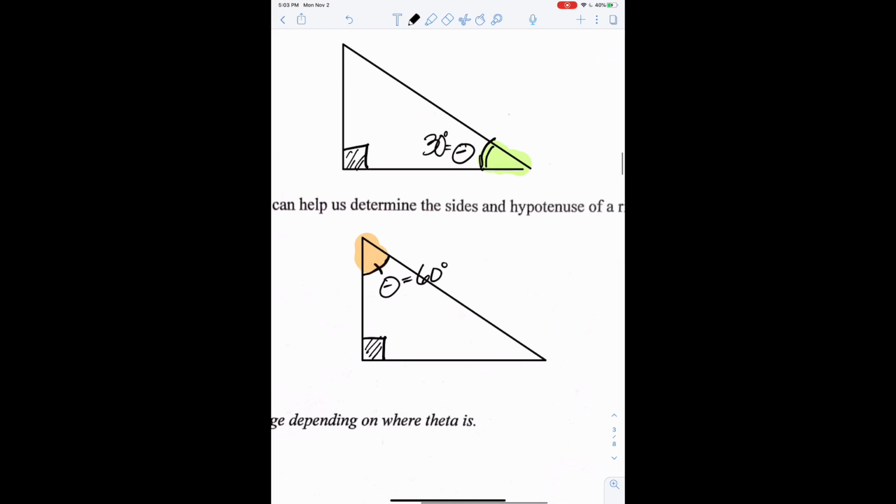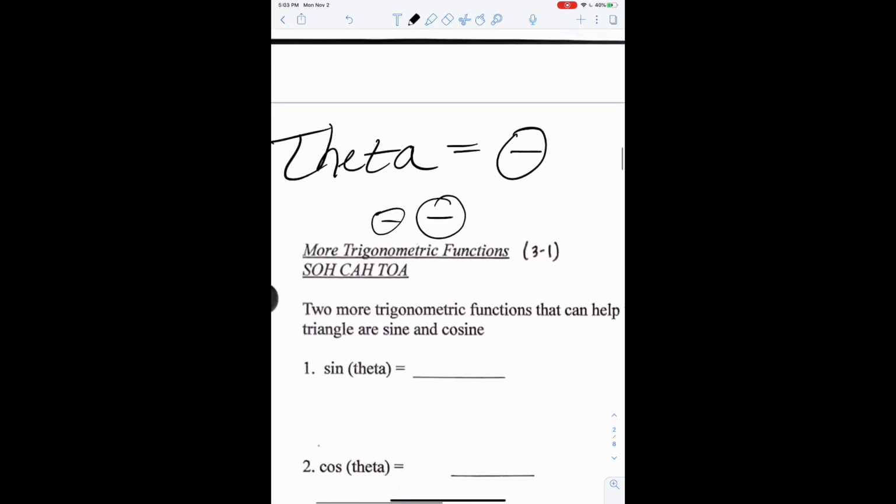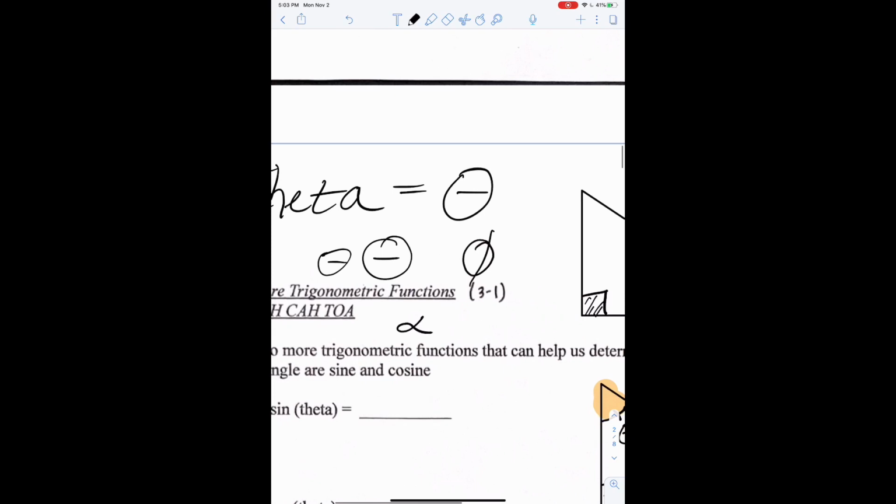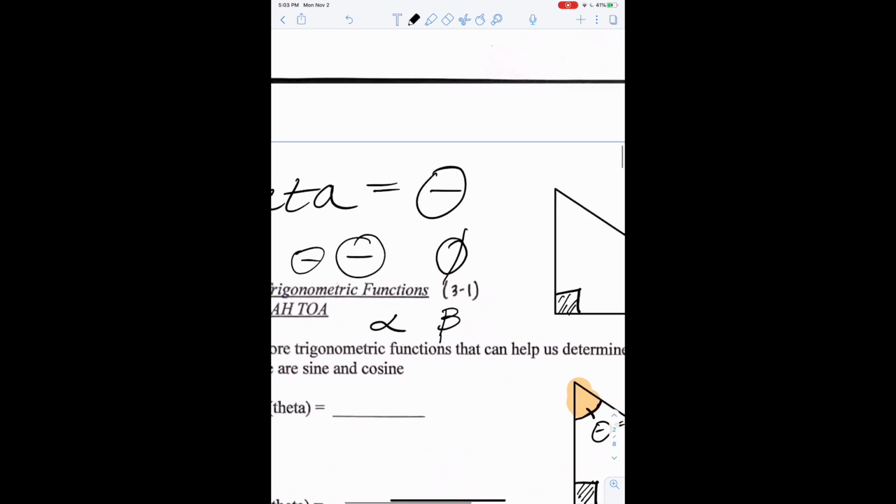So with these, why theta? Why not some other angle? I don't know. You could use another angle. You can use phi, right? You could use alpha. You could use beta. What does beta look like? I think that's beta right there. It's either uppercase or lowercase beta, or you could use gamma. What is gamma?